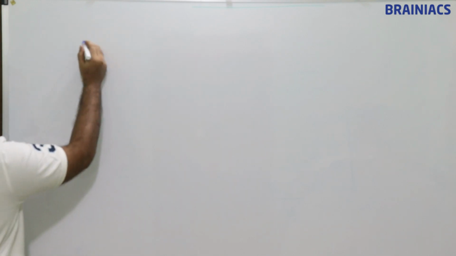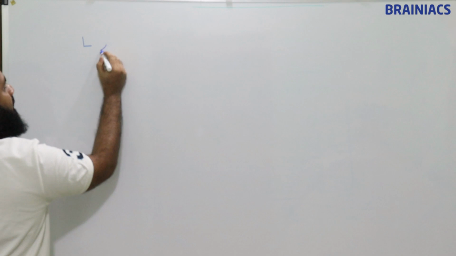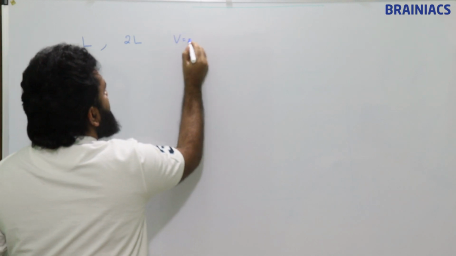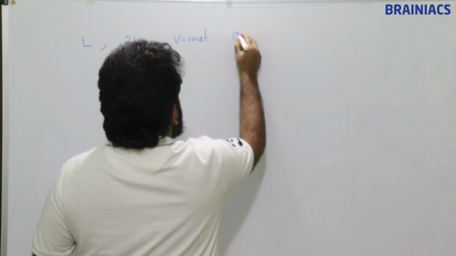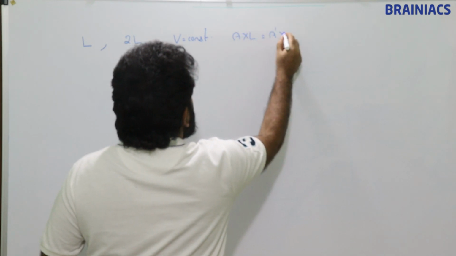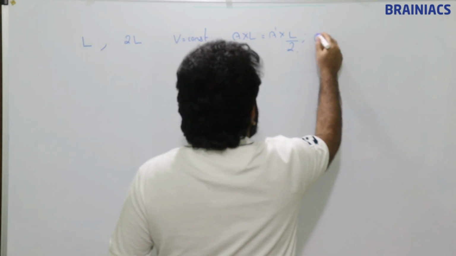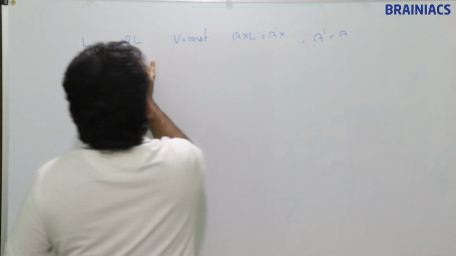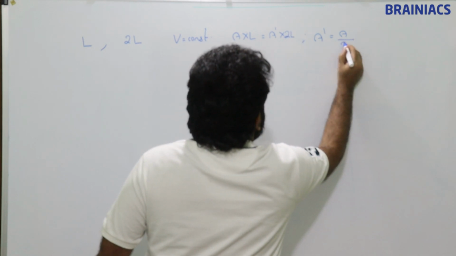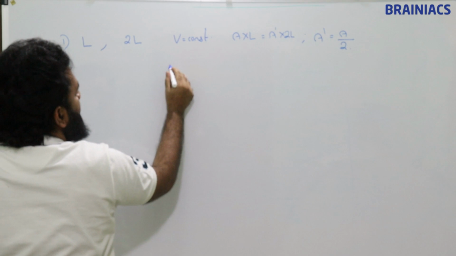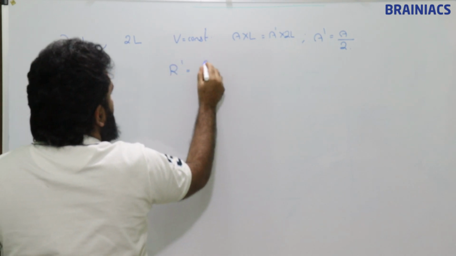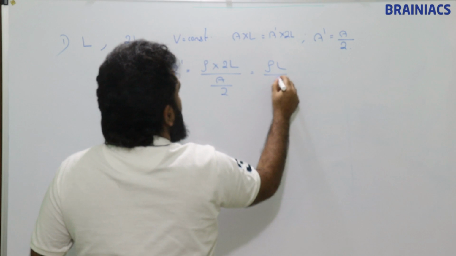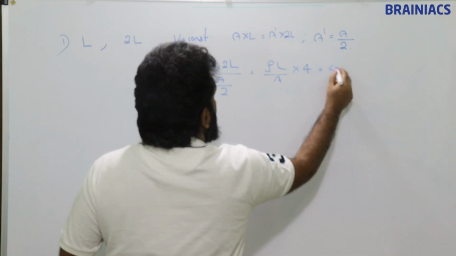So suppose L is the given length, if length becomes 2L, then volume will be constant. So A into L will be A dash into 2L. We will be getting A dash is equal to A by 2, and we will be getting R dash is equal to rho into 2L divided by A by 2. So rho L by A, 2 goes up, this into 4, we will be getting 4R.